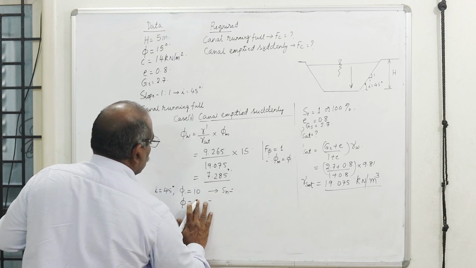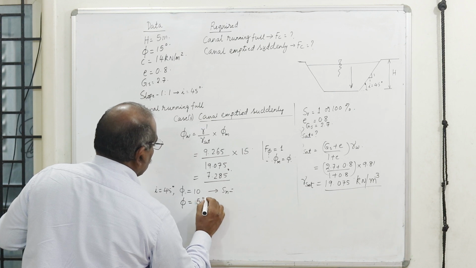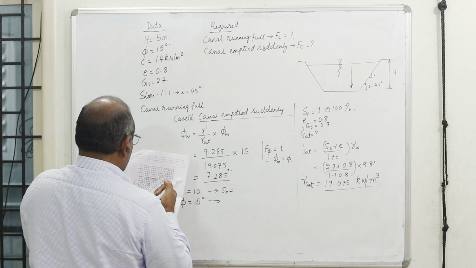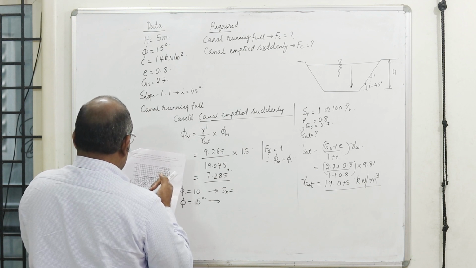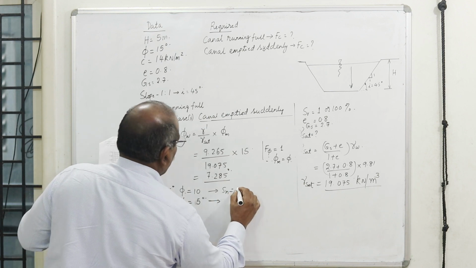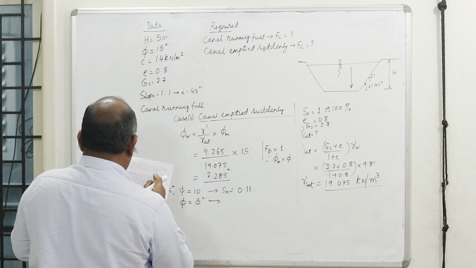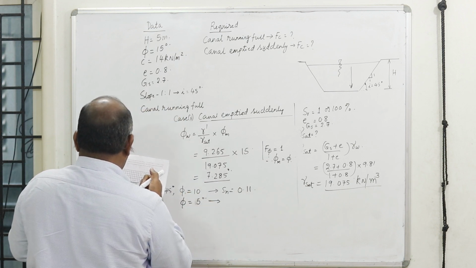Because it is less than 10. Okay. Now let me read out the values. For 45 degrees, when phi is equal to 10 degrees, the value of stability number is approximately 0.11. When it is 5 degrees, the stability number comes to 0.122.